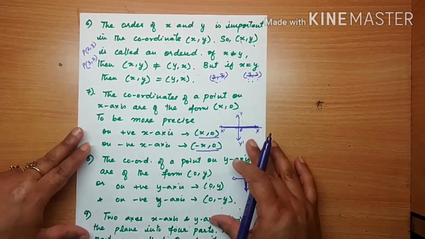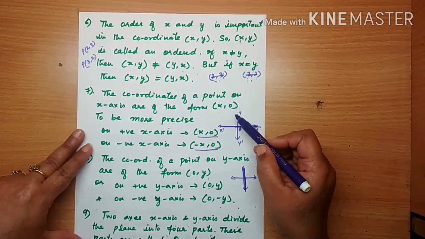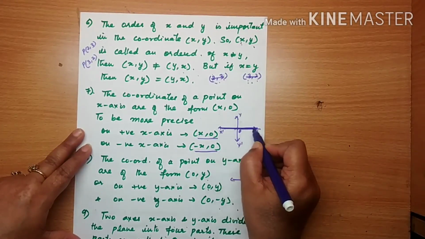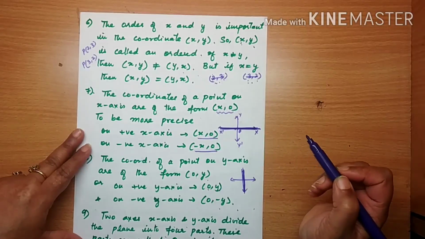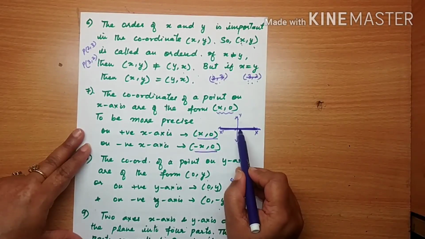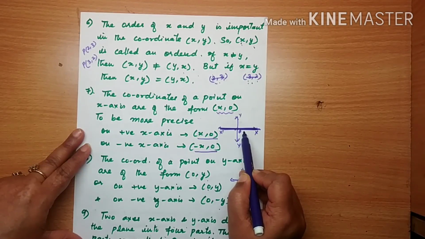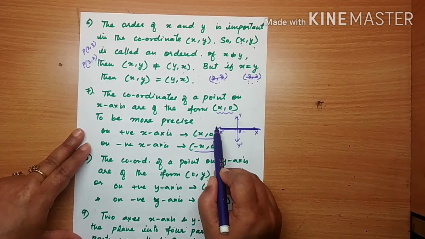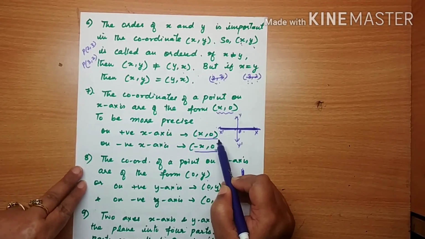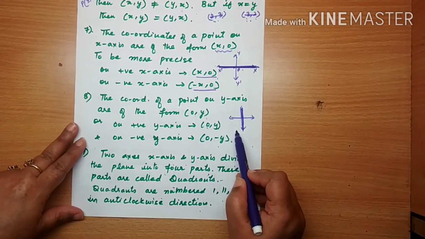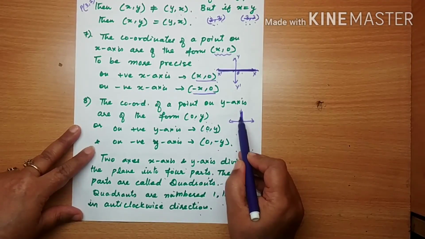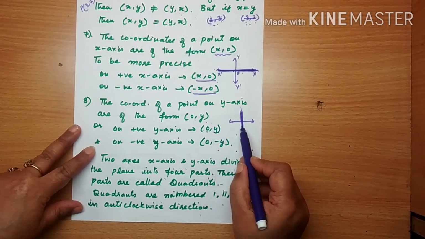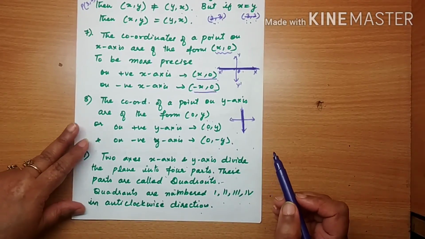The coordinates of a point on the x-axis are of the form (x, 0), because on the x-axis the y-coordinate is 0. All the points on the x-axis have coordinates of the form (x, 0). To be more precise, in the positive direction of the x-axis it's (x, 0), and towards the negative direction of the x-axis it is (-x, 0). Similarly, the coordinates of a point on the y-axis are of the form (0, y), and to be more precise, towards the positive y-axis it is (0, y), and towards negative, it is (0, -y).